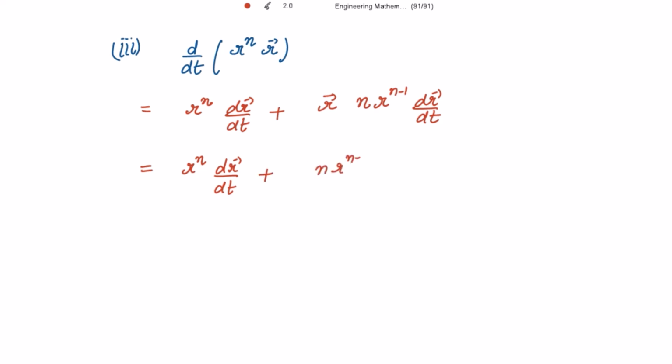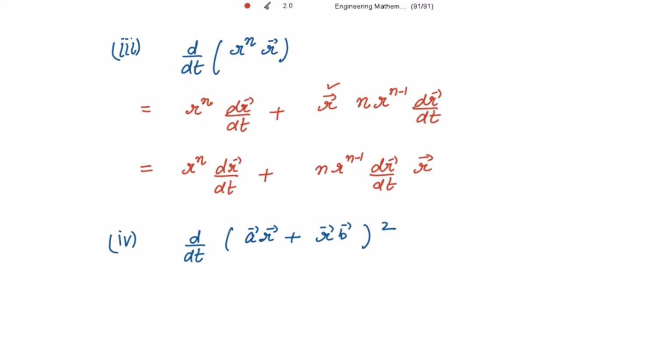Taking the derivative of the product of r to the power n and r vector. Okay, so writing the first function, derivative of second, plus writing the second function, taking the derivative of the first one, so it is n r to the power n minus 1 and dr by dt. So we can write like this, writing the first term as it is, plus n r to the power n minus 1 dr by dt. Please remember to always write this r vector after this. This is also okay, but it is good to write r vector after this.